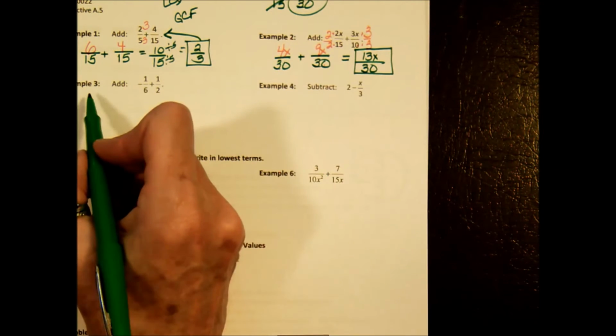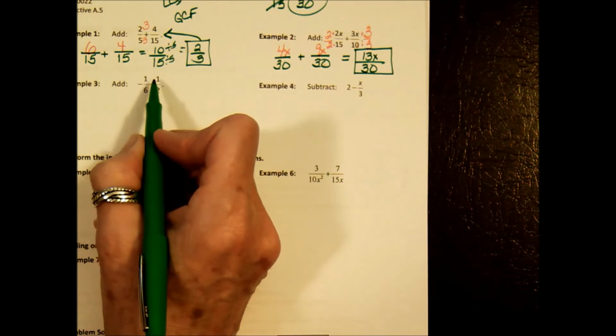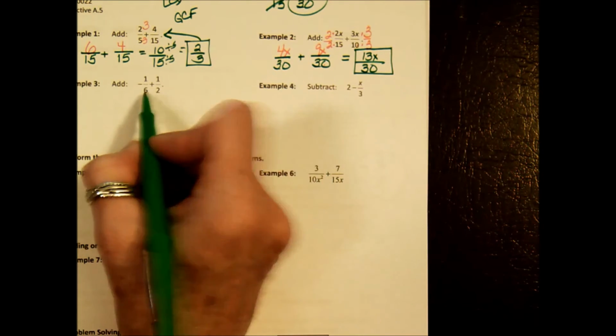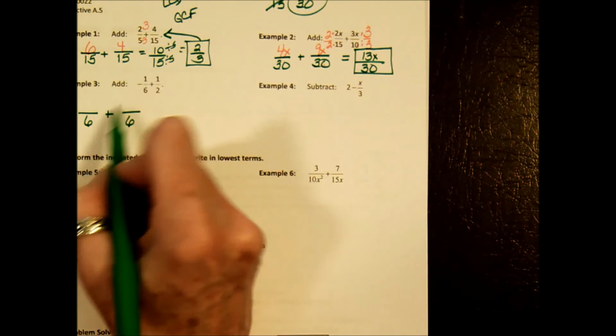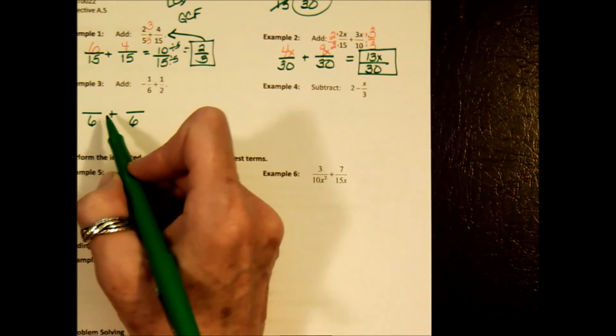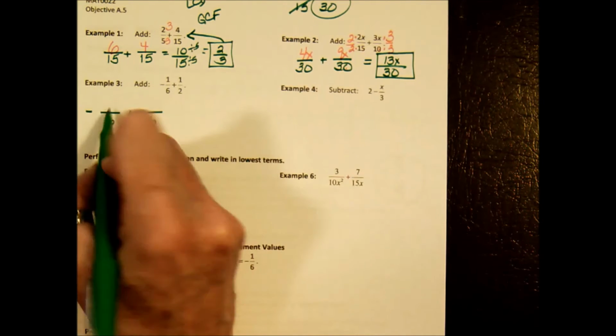Example 3, it says to add -1/6 and +1/2. Well, 2 goes into 6, so I know that my common denominator is 6. This one is going to stay negative. What do you do to 6 to get 6? Nothing. Let me scoot this over so you can see that negative sign. It's hard to get it all on the screen at once. So that one stays the same.